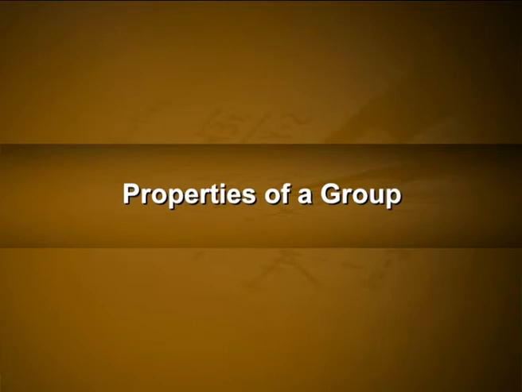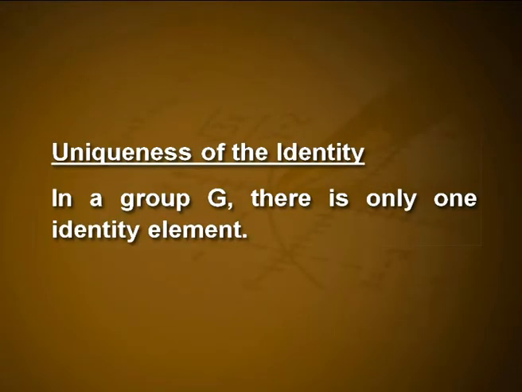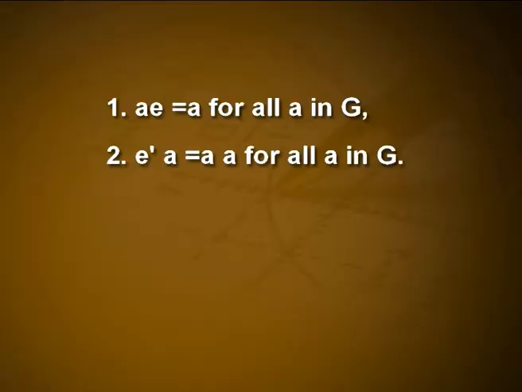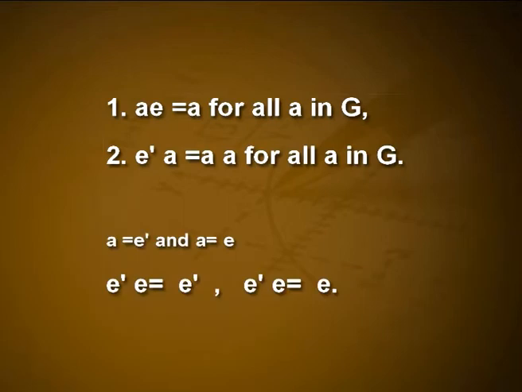Properties of a group. Theorem: uniqueness of the identity. In a group G, there is only one identity element. Proof. Suppose both e and e dash are identities of G, then ae is equal to a for all a in G and e dash a is equal to a for all a in G. The choice of a equal to e dash in 1 and a equal to e in 2 yields e dash e is equal to e dash and e dash e is equal to e. Thus e and e dash are both equal to e dash e and so are equal to each other.